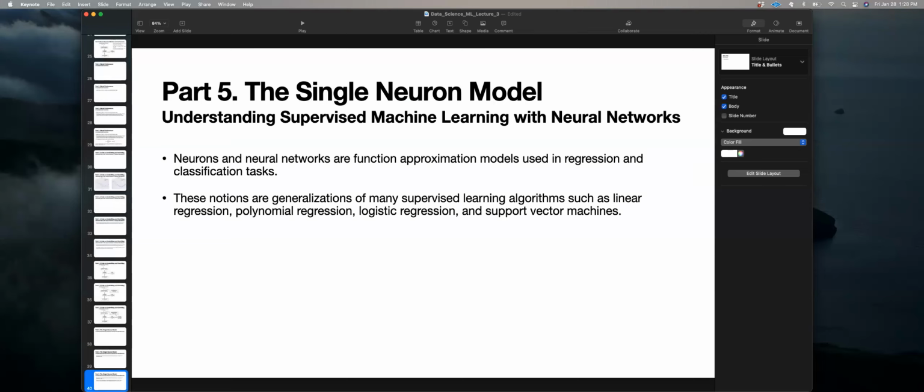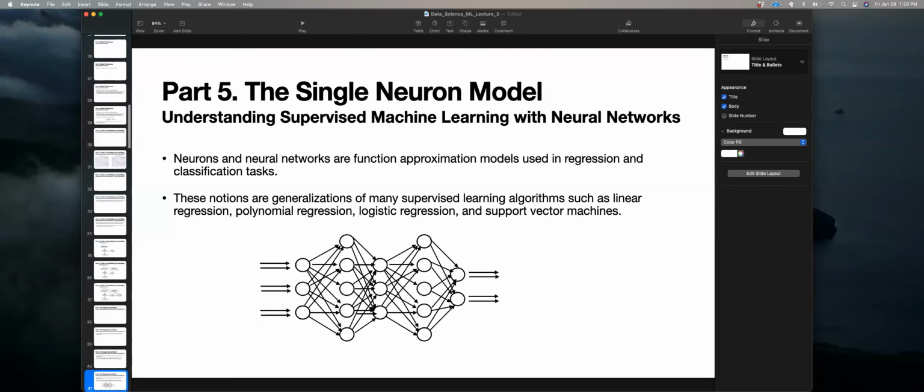And this is an important fact that not too many people think about. Neurons and neural networks really are generalizations of many of these classical supervised learning algorithms. So neurons can generalize linear regression, polynomial regression, logistic regression, and even support vector machines. So neural networks are one of the most general function approximation tools that we know of. And I'm excited to tell you more.